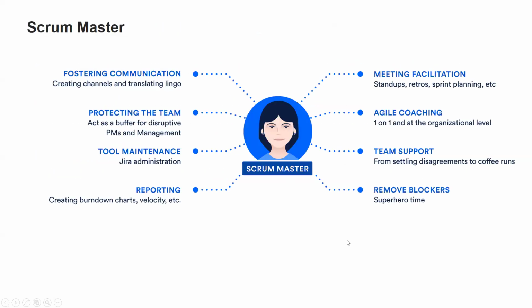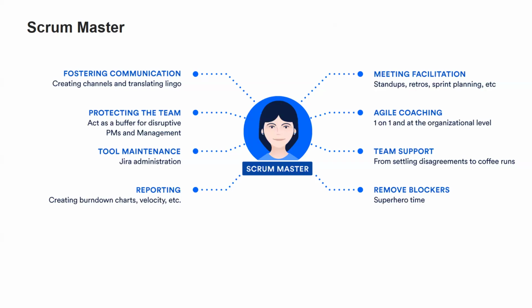Then we come to the Scrum Master. So he will be fostering communication, creating channels and transferring lingo, protecting the team. So as I said, the development team will be sharing the details with the Scrum Master. The Scrum Master will go to the product owner, right? So act as a buffer for disruptive PMs and management. So he's the middleman. Tool maintenance, Jira administration. So he has to create the relevant Jira dashboard, burn down charts, everything he has to do. Reporting, creating burn down chart, velocity, tracking those things and reporting to the management he has to do.